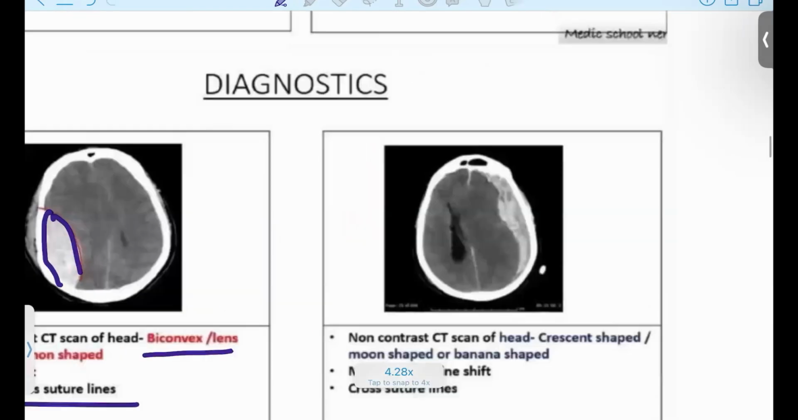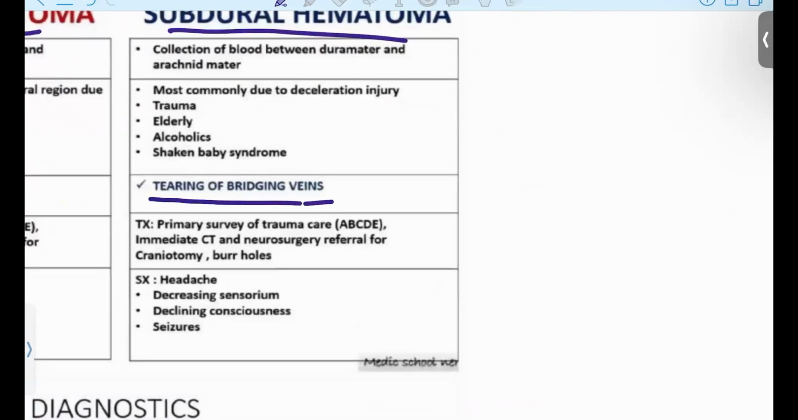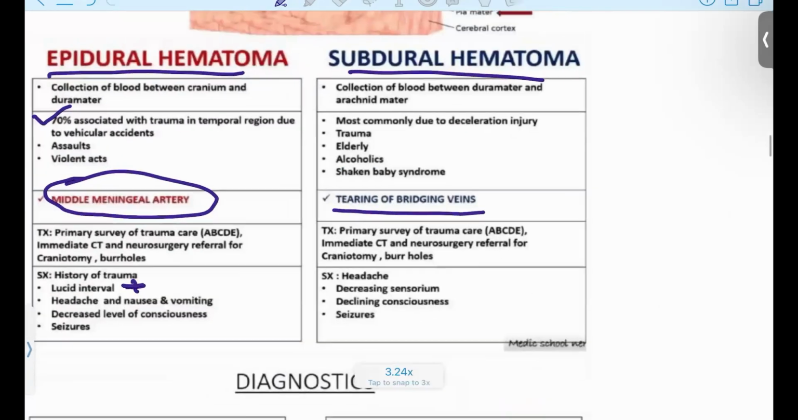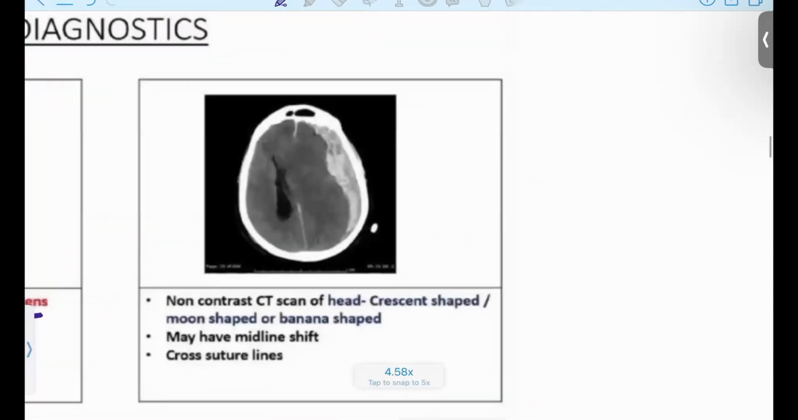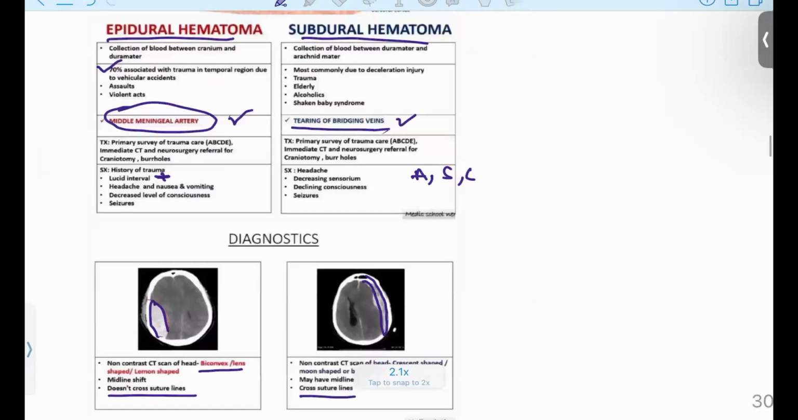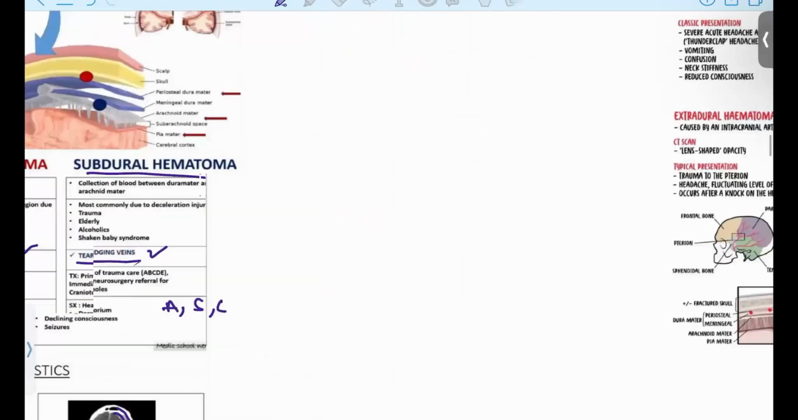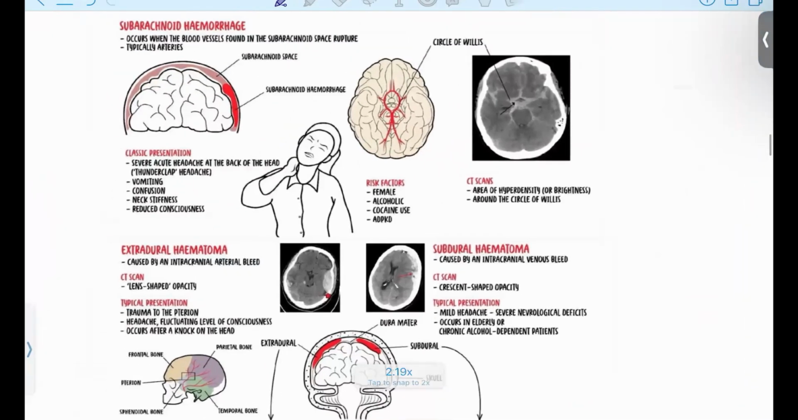First thing, and next one is subdural hematoma. Subdural hematoma is due to tearing of the bridging veins. The epidural is due to the meningeal artery, and this one is due to bridging veins. It can be acute, subacute, or chronic also. On the NCCT, you will see a sickle shape. S for subdural, S for sickle shape. And it will cross the suture lines, right? This is the major difference between epidural and subdural hematoma. What about subarachnoid hemorrhage? In subarachnoid hemorrhage, this is the picture that you will be seeing.